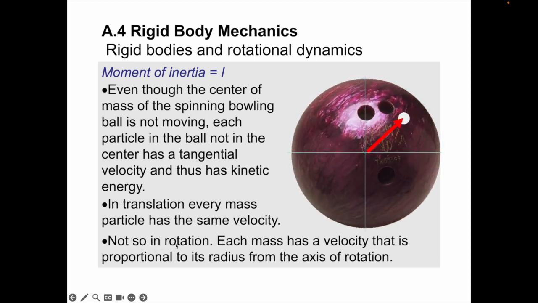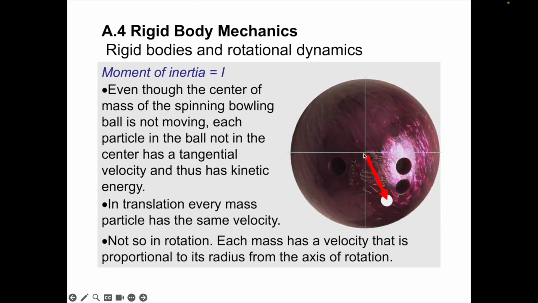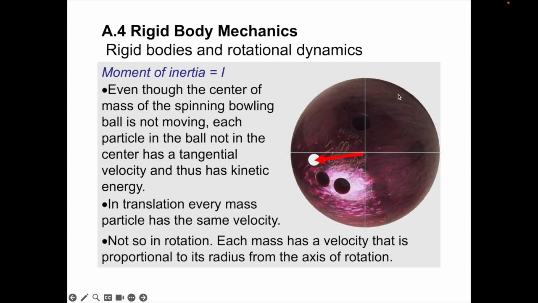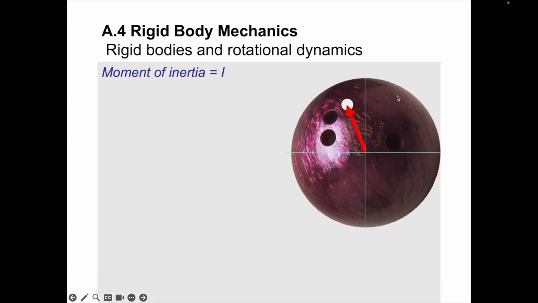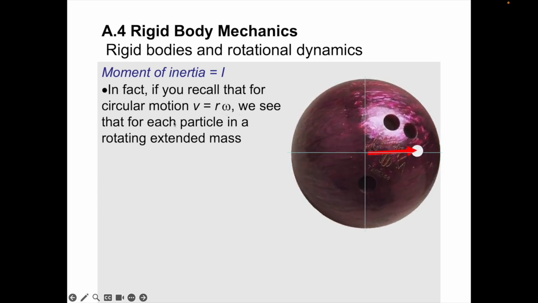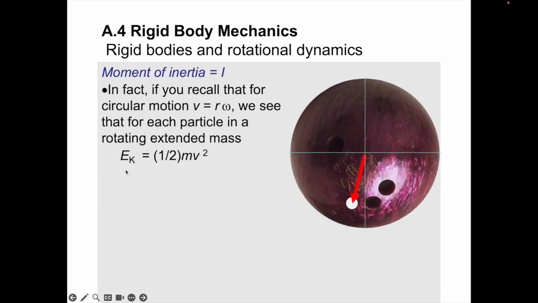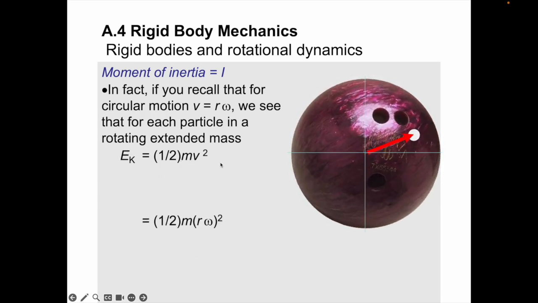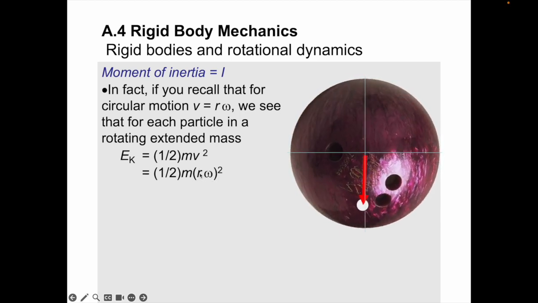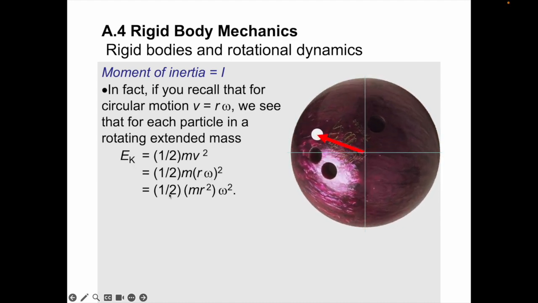In the case of rotation, it's not so. Each mass has a velocity that's proportional to its radius. This is very similar to what we saw in circular motion, where the ones on the outside are moving much faster linearly. So in fact, we can see that from circular motion, if you remember this, each particle is rotating the extended mass with the kinetic energy of half mv squared. And our half mv squared, if you remember with angular velocity, has that radius in it. So the farther you are away, the larger this value is going to be.